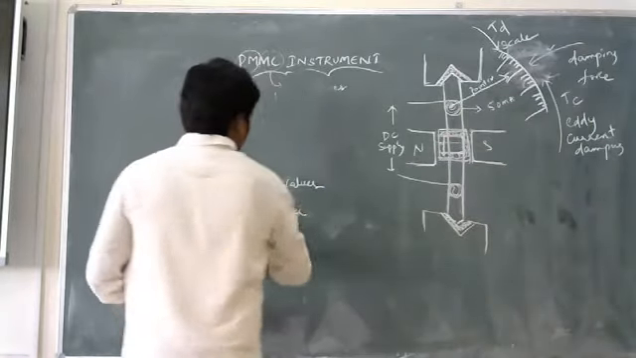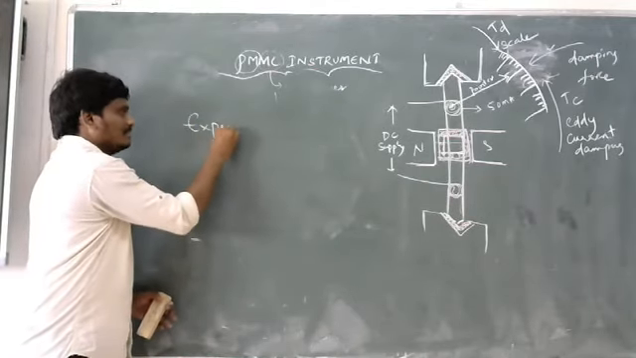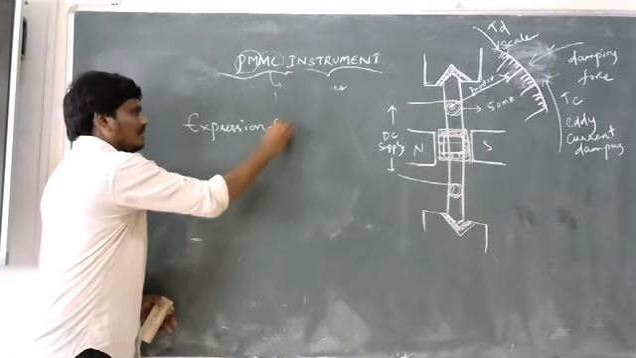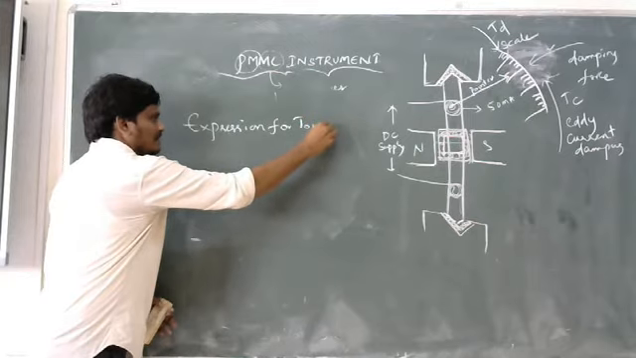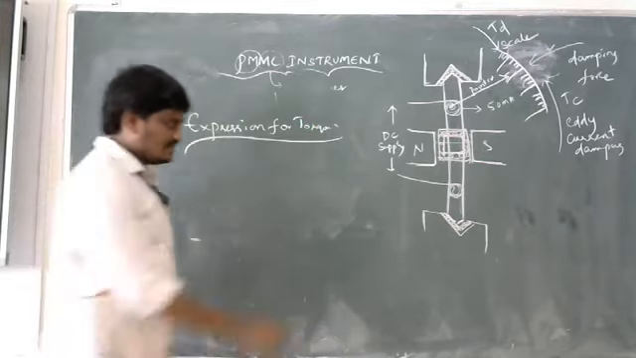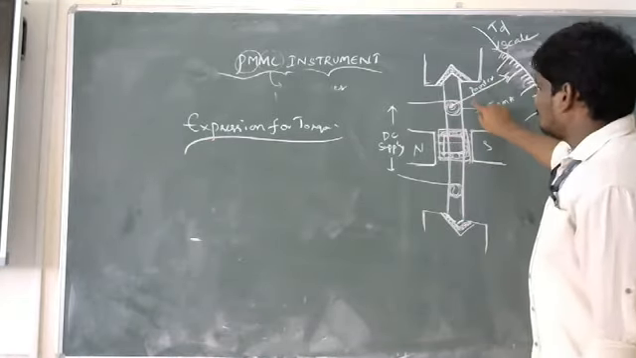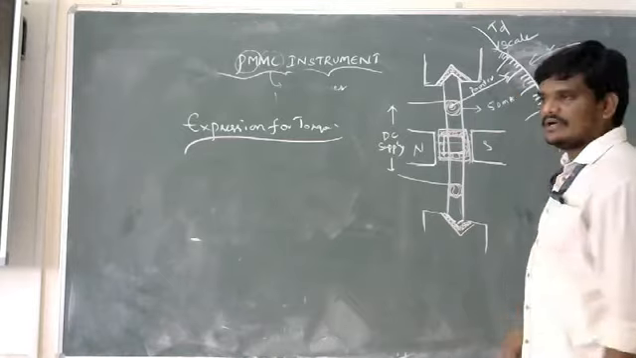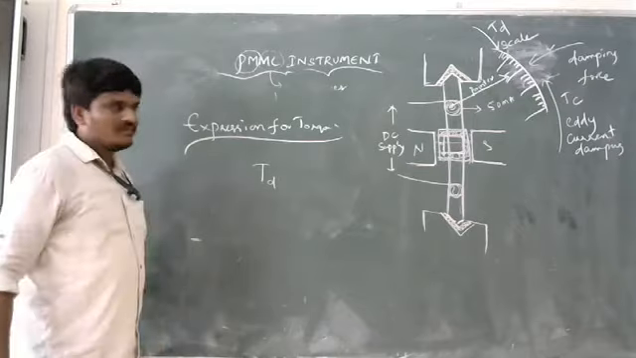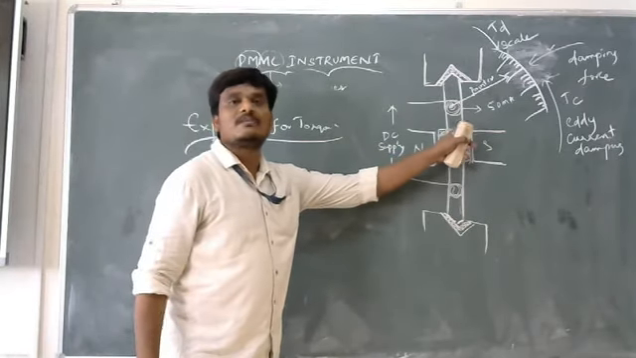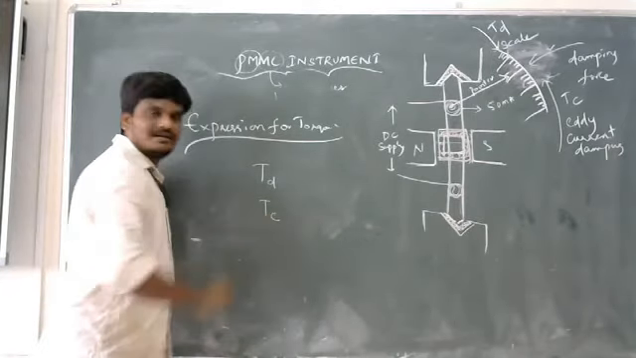Now we will move to the next topic, that is the expression for torque in case of a PMMC instrument. As we discussed earlier when dealing with the construction of a PMMC instrument, one torque is used to move the pointer, which is called the deflection torque. I am indicating that as TD. And one more torque is produced with the help of the springs to control the position of the pointer, that is called the controlling torque.